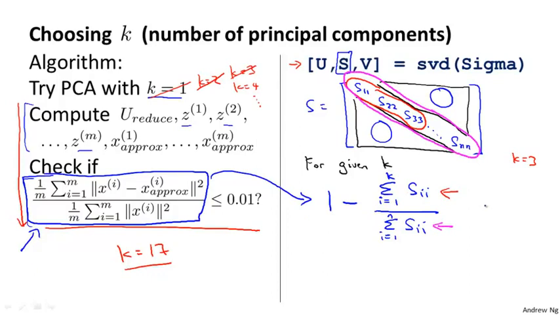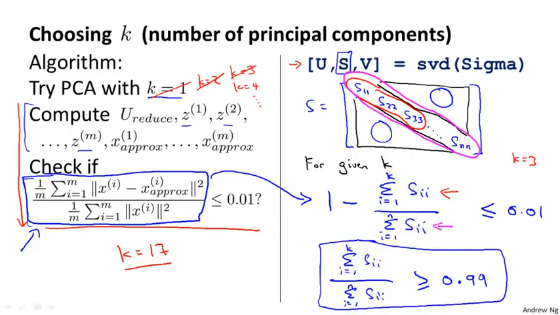And so what we can do is just test if this is less than or equal to 0.01, or equivalently, we can test if the sum from i equals 1 through k of Sii divided by the sum from i equals 1 through n of Sii is greater than or equal to 0.99, if you want to make sure that 99% of the variance is retained. So you can just slowly increase k, set k equals 1, k equals 2, k equals 3, and so on, and test this quantity to see what is the smallest value of k that ensures that 99% of the variance is retained.